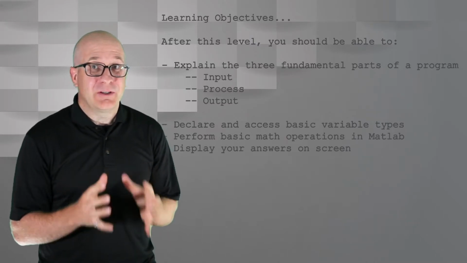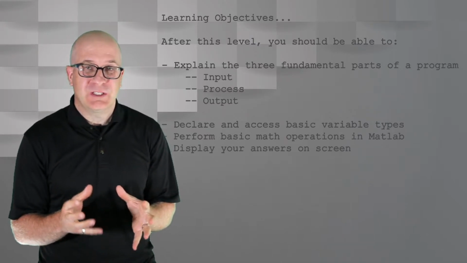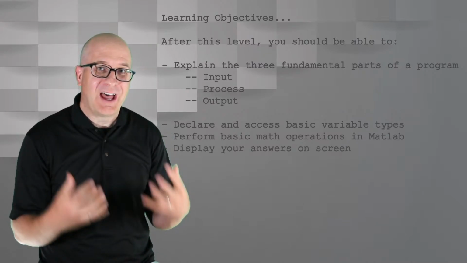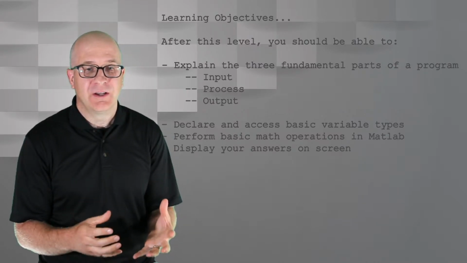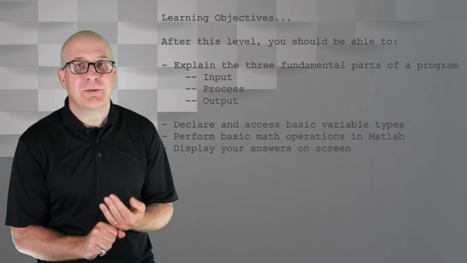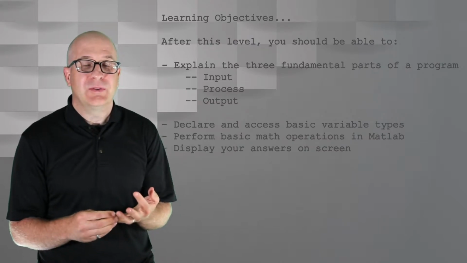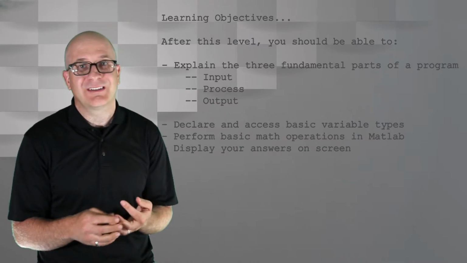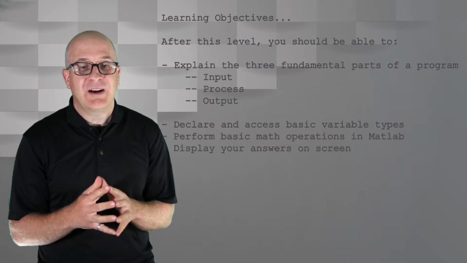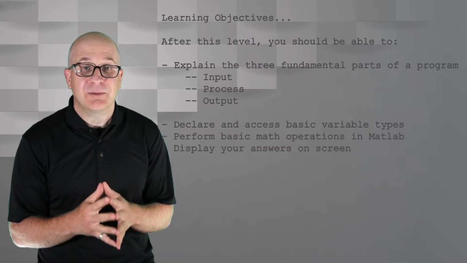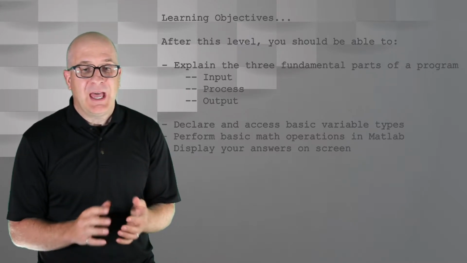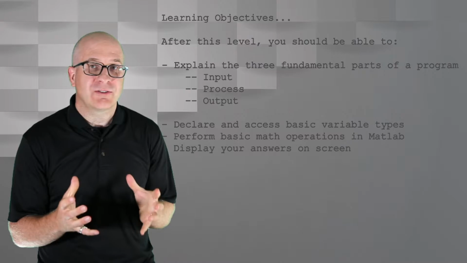There are some learning objectives for this video. By the end of this video, or by the time you're done this particular level, we would like you to be able to explain the three fundamental parts of a program: the inputs, the processes, and the outputs. We'd like you to also be able to declare and access basic variable types, perform basic math operations in MATLAB, and then also display your answers on screen.